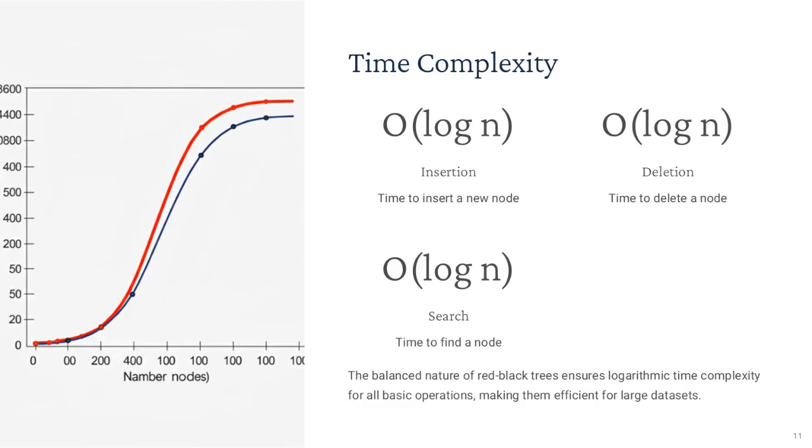The time complexity of basic operations in a red-black tree is O(log n). For insertion, the process involves finding the appropriate position for the new node, which takes O(log n) due to the logarithmic height of the tree. After the node is placed, the fix-up process, involving a constant number of rotations and recolorings, ensures the tree remains balanced without increasing the overall complexity.